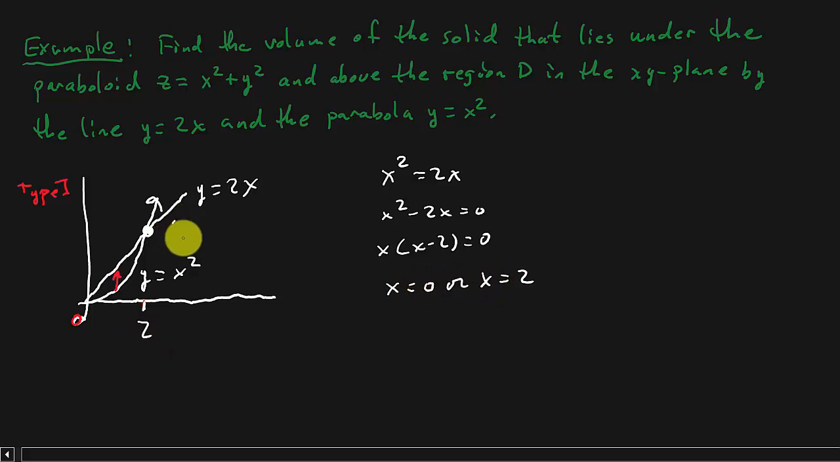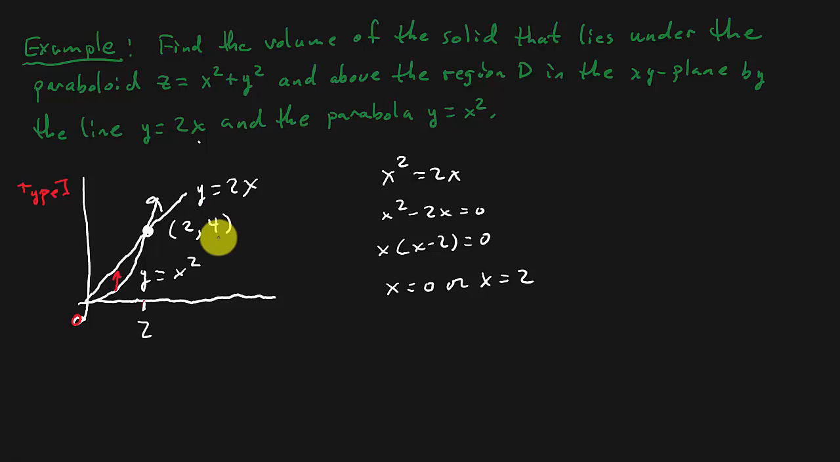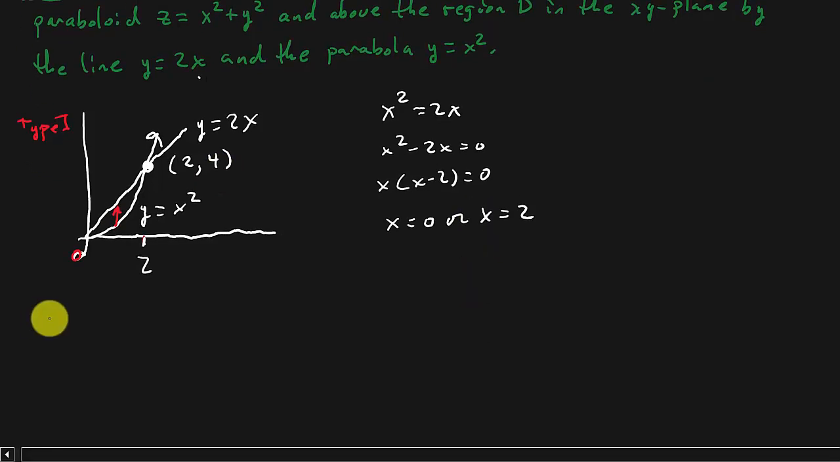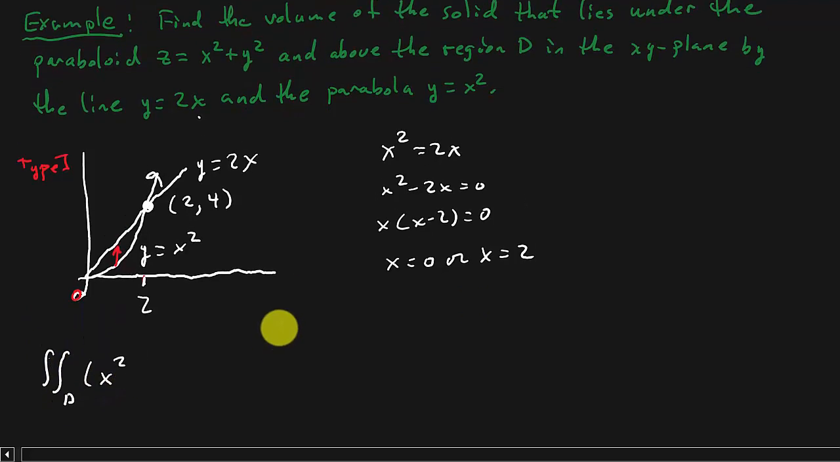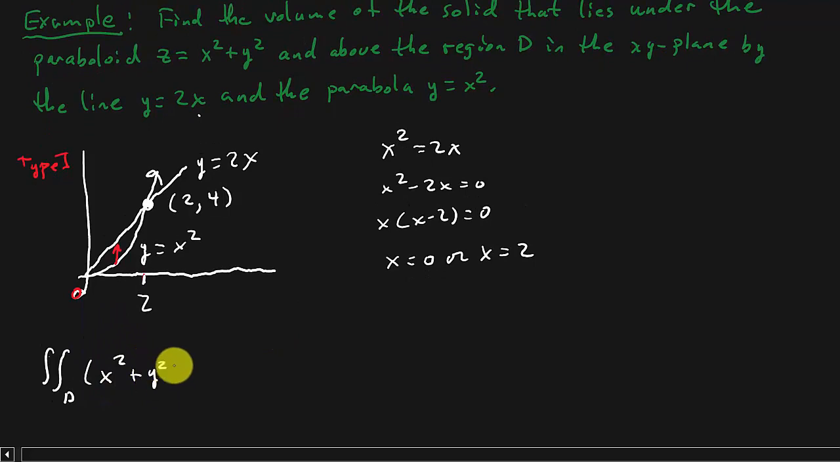Now, what's this point? This is the point 2 what? We'll take the 2 and either plug it into x here or here. So when I plug the x in, I get 4 for my y value. All right. All right, so setting up as a type 1 region. All right, so we're going to have, let's see, we got x squared plus y squared.